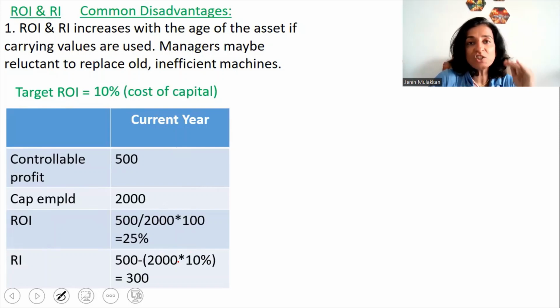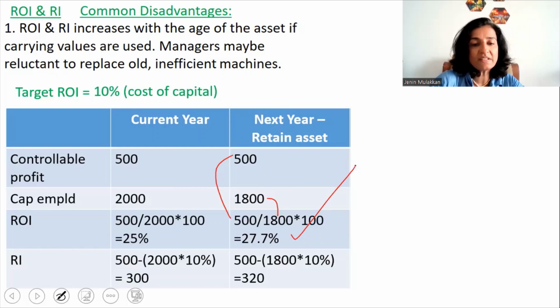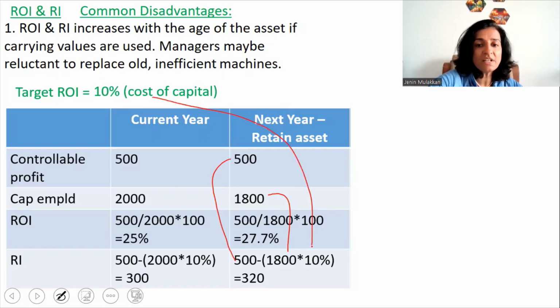Now, if the divisional manager retains the existing asset, then we will see the situation. So next year, you're retaining the asset. Say the division has made in and around the same controllable profit. So the capital employed will witness a reduction because of the depreciation on the fixed assets. So it is reduced to 1,800. Now we will see the revised ROI. ROI will be 500 divided by 1,800 into 100, or 27.7%, and RI will be 500 minus capital employed 1,800 into 10% cost of capital, or 320.